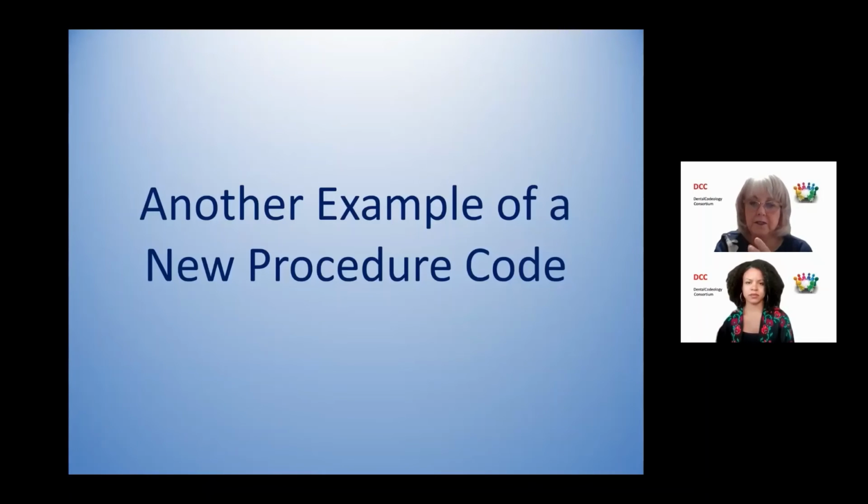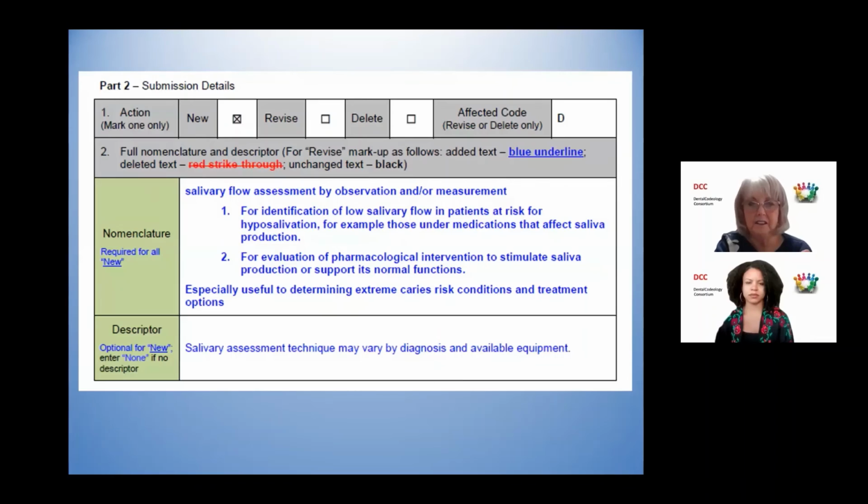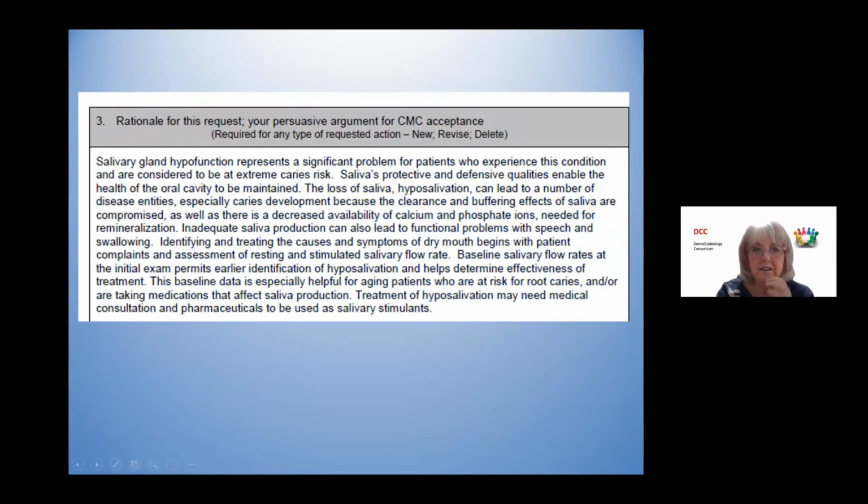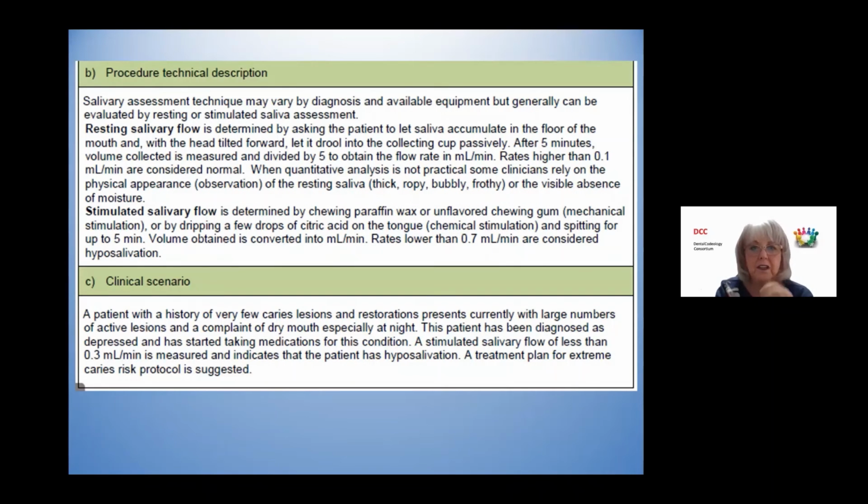Here's another example of a procedure code that started out rather wordy. But everybody on the CMC was agreeing that we needed some type of salivary assessment code. And as we as a consortium looked, and this should be under descriptor, it just needed to be rewritten. Their rationale, when you look at this, we went, well, it looks good, but I wish it wasn't all one paragraph. I don't know about you, but this looks like a lot to read. If they could make bullet points more, I think it's easier, but it still gives all the information that you need. The technical description, again, talks about how it does in a clinical scenario for a new patient.